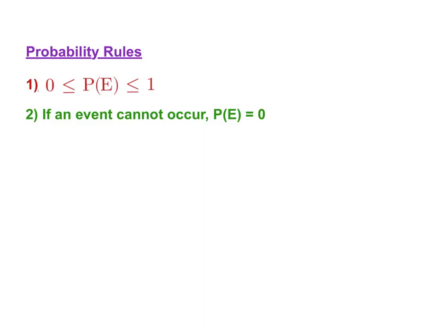If you're rolling dice, and you said, what's the probability of rolling an 8 with a regular die? There's no chance for that to happen. A regular die is numbered 1 to 6. You can't roll an 8, so that would have a probability of 0. Conversely, if it is certain to occur, it's absolutely 100% going to happen, then the probability of that event occurring is 1 or 100%. Okay?